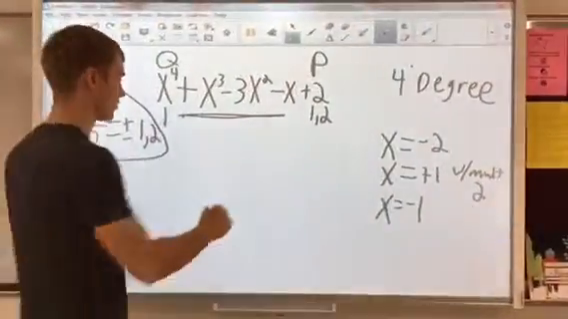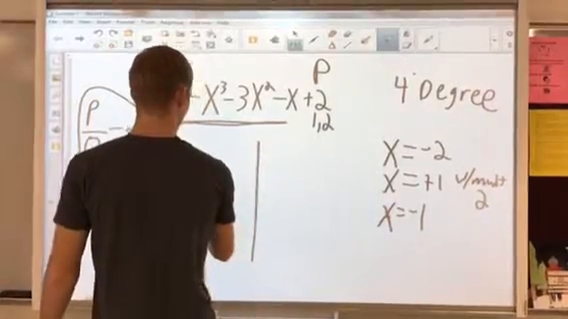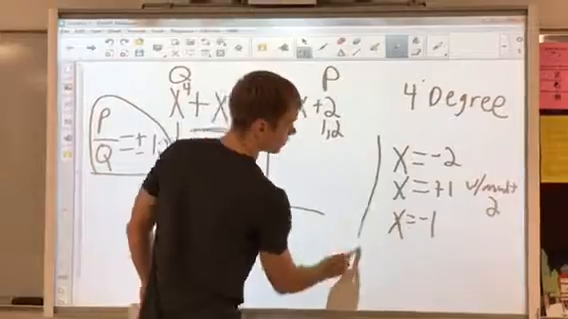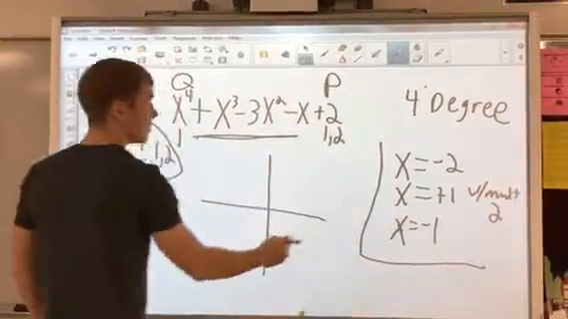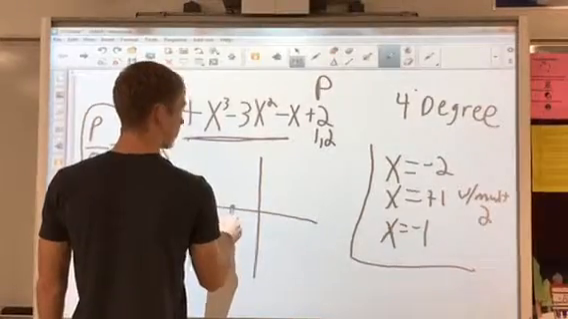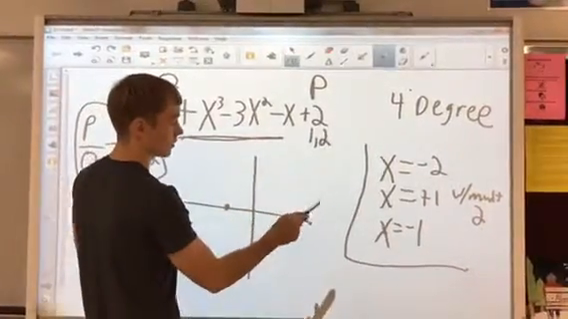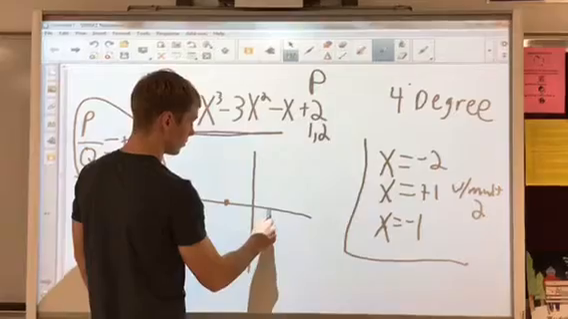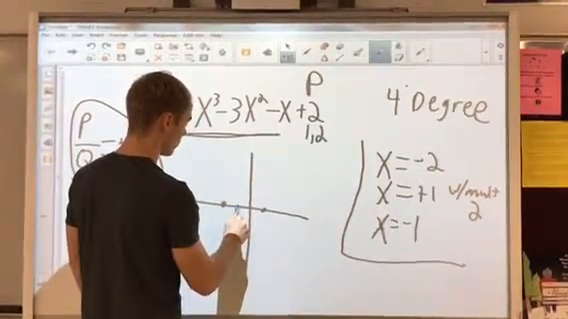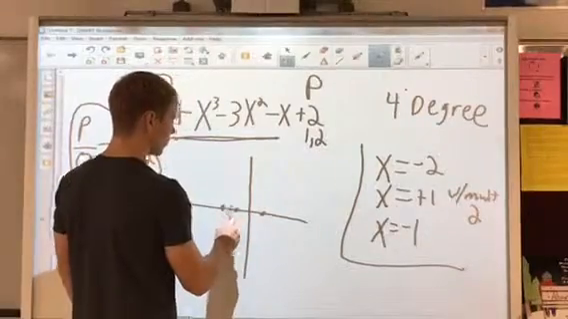Now we're going to graph this polynomial. We're going to do that right here. So we have all of our zeros right here. So x equals negative 2. Let's say this is negative 2. x equals plus 1. So plus 1. And x equals negative 1. Negative 1. So here's all our zeros.